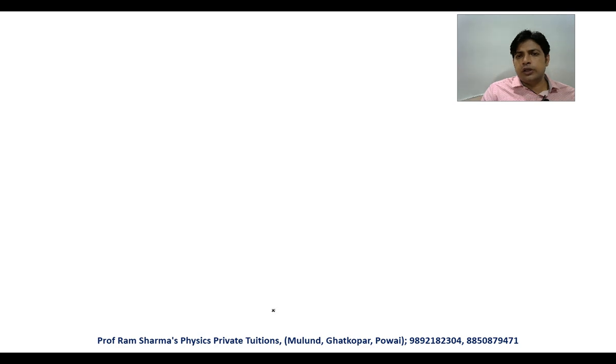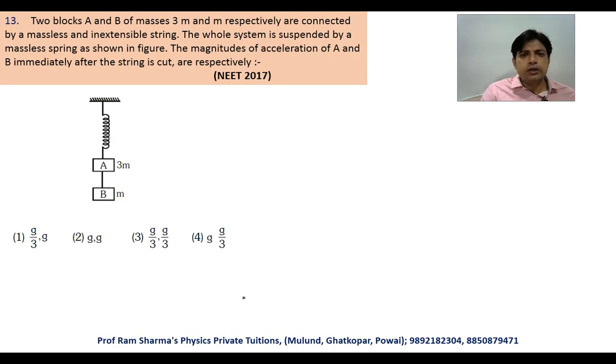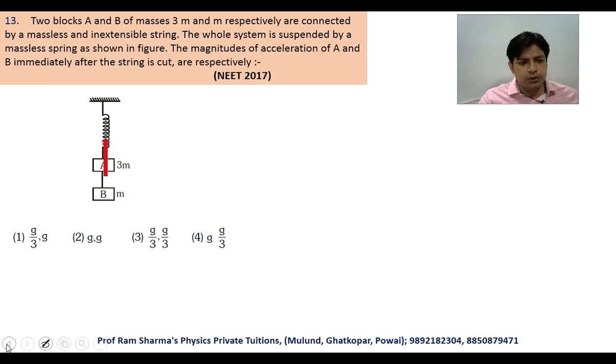So let's move on to the next thing, that is the 13th one. The 13th one is a bit interesting problem. Two blocks A and B of masses 3m and m respectively are connected by a massless and inextensible string. The whole system is suspended by a massless spring as shown in the figure. So there is a massless spring also, and we need the magnitudes of the acceleration of A and B immediately after the string is cut. So we have to find the magnitude of acceleration of block A and B the moment the string is cut. But let us see what the situation is right now when the string is not cut.